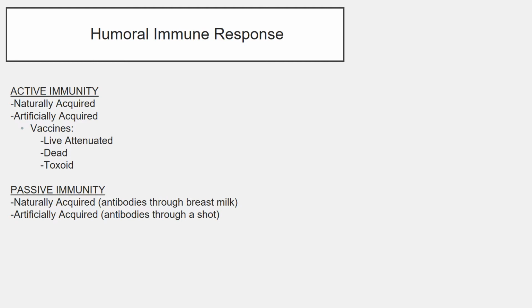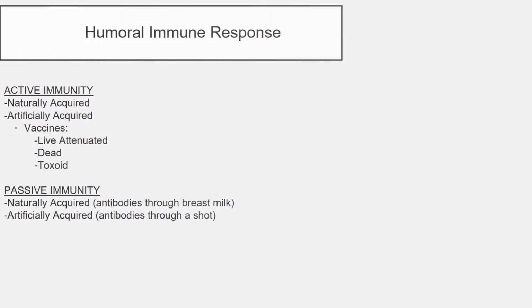These give lifelong immunity. Dead vaccines use pathogens that are maybe too dangerous or too risky to be attenuated. You will need other doses of this. Toxoid vaccines don't use any part of the organism. They use the toxins that the organism produces. For passive immunity, naturally acquired passive immunity is when you get antibodies through things such as your mother's breast milk. Artificially acquired passive immunity is when you get antibodies through a shot.